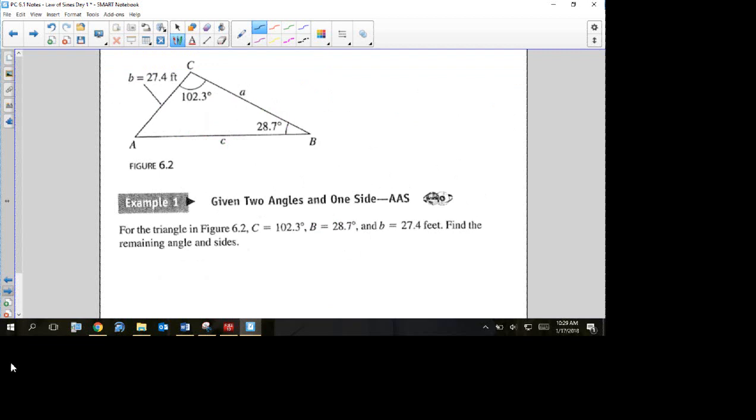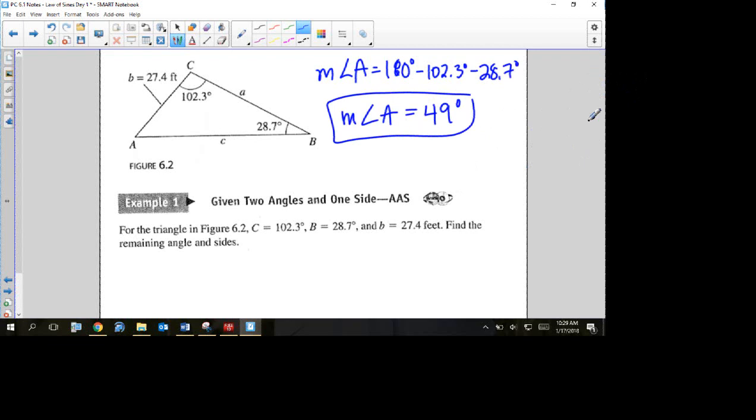So we're given a triangle. We know some of the information for this triangle, but we need to find all the information. So we have to find one missing angle and two missing sides. What do you think is going to be easiest to start with? An angle? Why? All three angles add up to 180, and we know two of them. So find the third one. Measure of angle A: 180 degrees, subtract off 102.3 degrees, subtract off 28.7 degrees. We get one of our answers, 49 degrees.